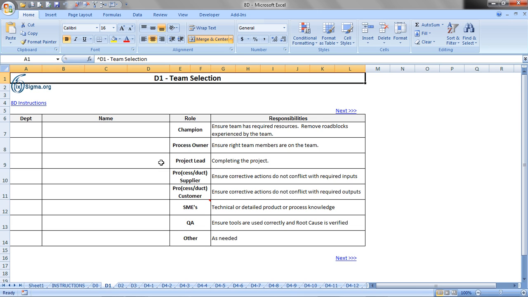And then you have a process or a product supplier. Now remember, we're following the SIPOC method here, so we want suppliers on the team, and these folks ensure that corrective actions don't conflict with required inputs. And then customers ensure that corrective actions don't conflict with required outputs. SMEs are subject matter experts, usually technical, although they could be very experienced people, and they have sort of detailed product or process knowledge. And then, of course, it's always a good idea to have quality representation on the team. They ensure that the tools used to find root cause are used correctly, and then others as needed. So let's go back now to the presentation.